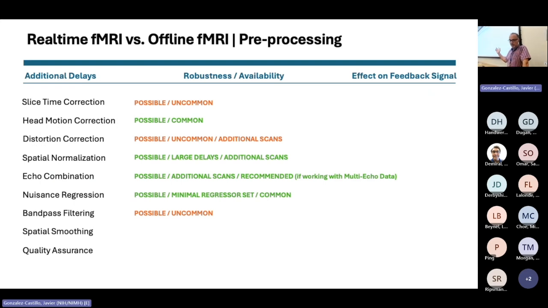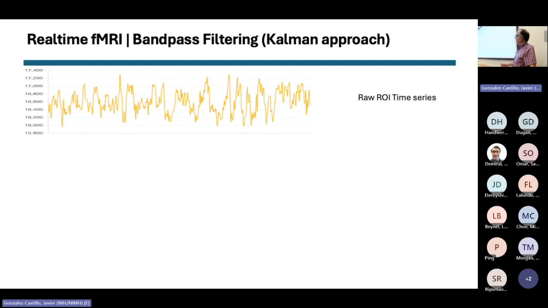A very similar concept applies to the bandpass filtering. Bandpass filtering is a very common operation, not for tasks, but for resting state. We tend to think that all of the information of interest is between 0.01 and 0.1 Hertz, and therefore this leads to cleaner data, although there are concerns about the degrees of freedom problem here. This is something that also can be accomplished in an incremental manner in real time with something called the Kalman filtering approach, but it has a very similar issue to what I just showed you with fitting different models. It takes some time to become stable.